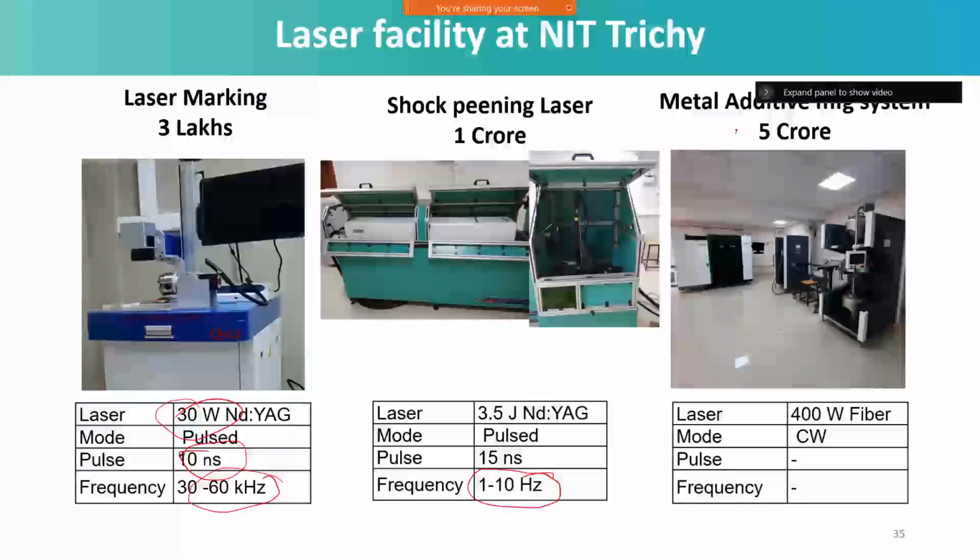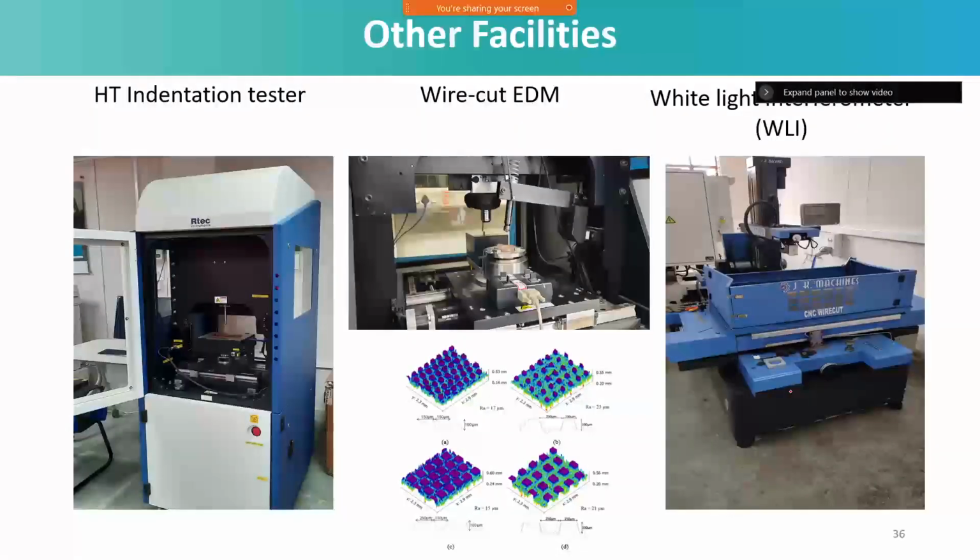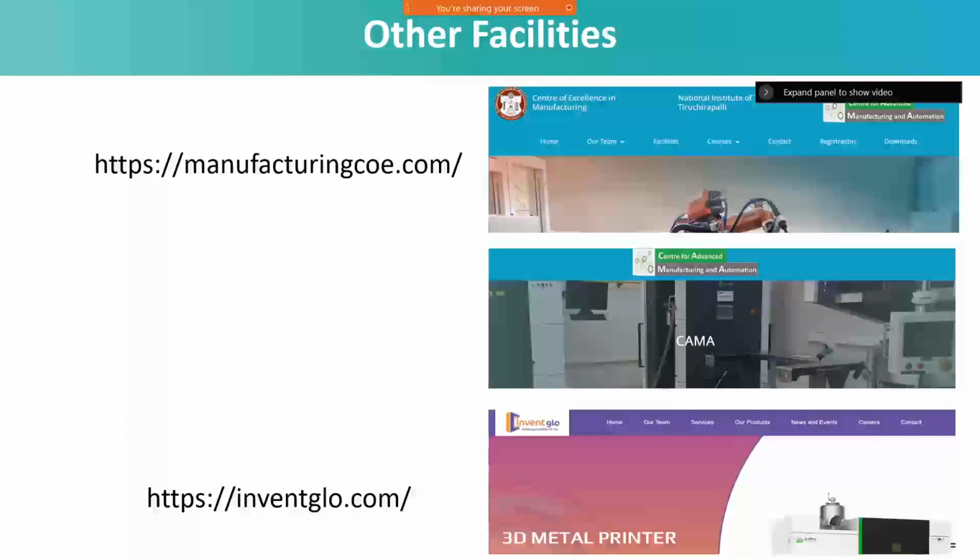And this metal additive manufacturing system as a whole costed around 5 crores, and I am not including any pulsing, because it's a continuous wave fiber laser, a twin laser that is in operation. Beyond that, we have other supporting facilities like a high temperature indentation tester. Normally you measure hardness at room temperature, but here we have the possibility to characterize the material at high temperature. And sorry, here the name got interchanged. It's a white light interferometer, and we have one wire cut EDM also. So most of these laser systems are equipped, some in OJAS, some in this manufacturing COE.